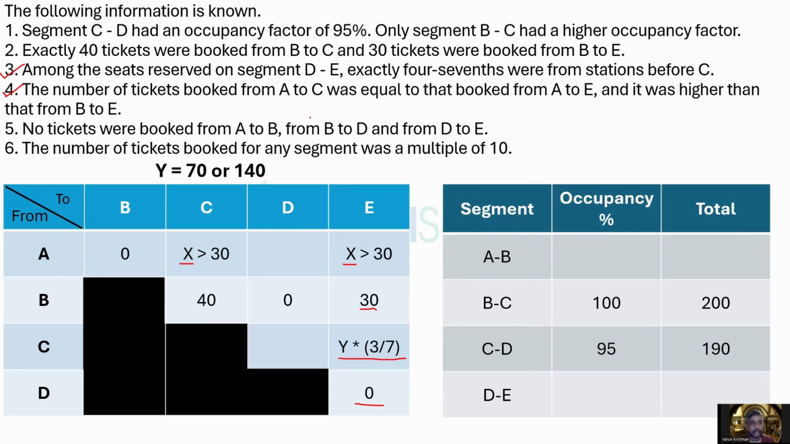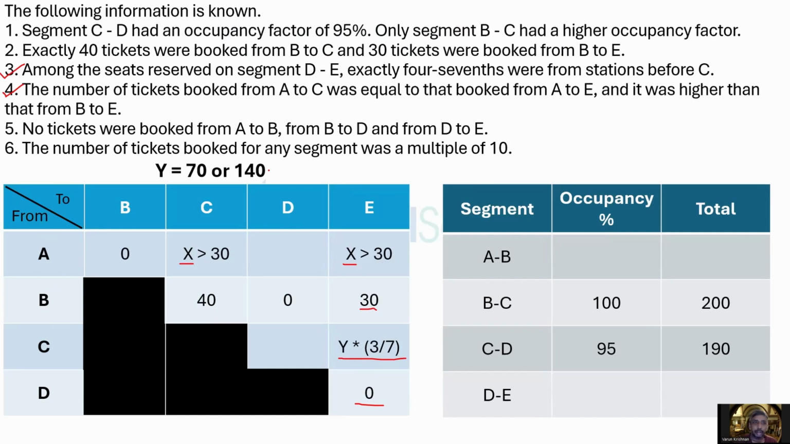Now, once I understand this, I can easily predict that the value of Y has to be either 70 or 140. Why? Because I know that every one of these occupancies has to be a multiple of 10. And if I want to find 3/7 of a number or 4/7 of a number, that number has to be divisible by 7 also, because people cannot be in fractions.